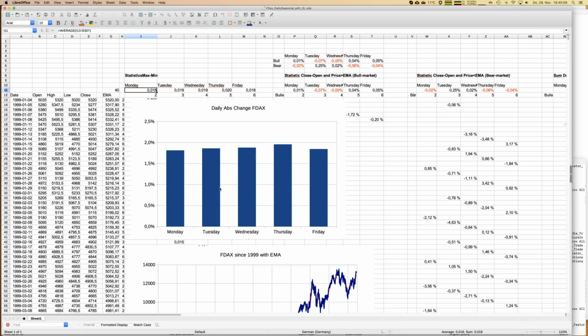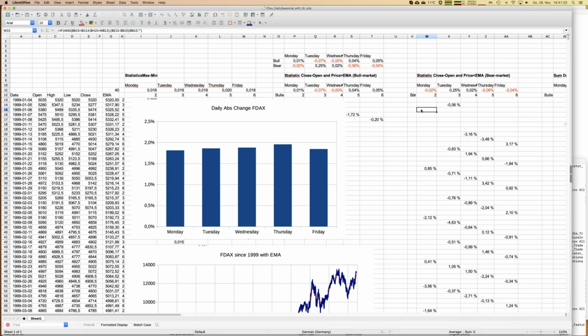Answer is no. So it goes up a little bit from 1.8 to close to 2% on Thursday, and then steps down once again. So there's no big difference in terms of absolute change from close to close.